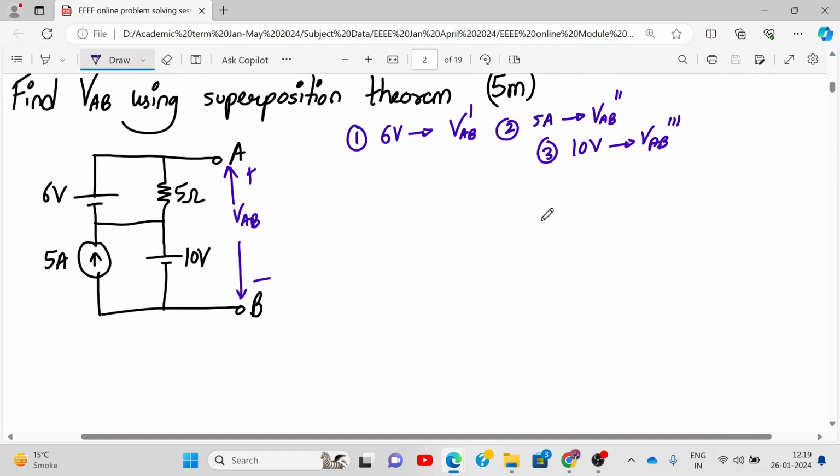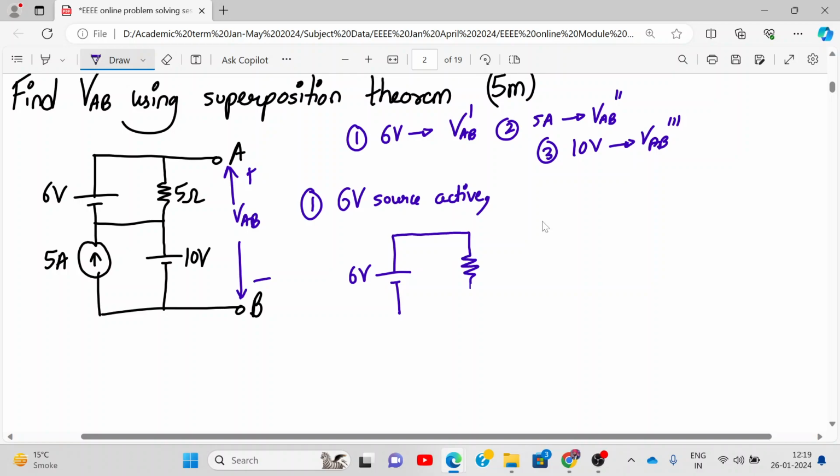Everyone ready? Okay, so let's consider the first case, 6 volt source active. So rest all the sources will be deactive. Let's draw the diagram. So this is the 6 volt voltage source. What happens to the current source? Anyone remembers? When they are deactivated, current sources become open circuit and voltage sources become short circuit. So this is point A and B. This is 5 ohm resistance.